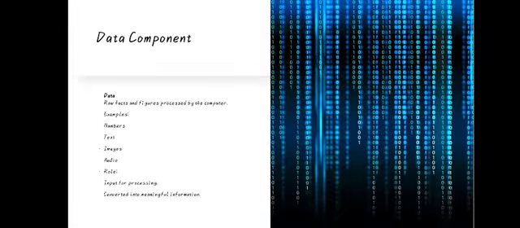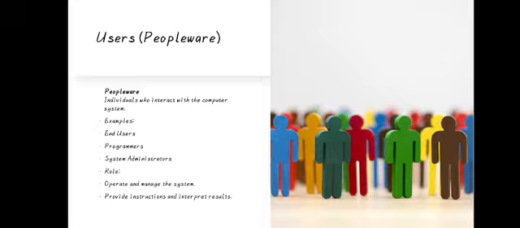Data components. Data means raw facts and figures processed by the computer, for example numbers, text, images, and audio. Their role is input for processing, to be converted into meaningful information. So what kind of data? Numbers, text, images. All this data is converted into meaningful information, as in data science processes.